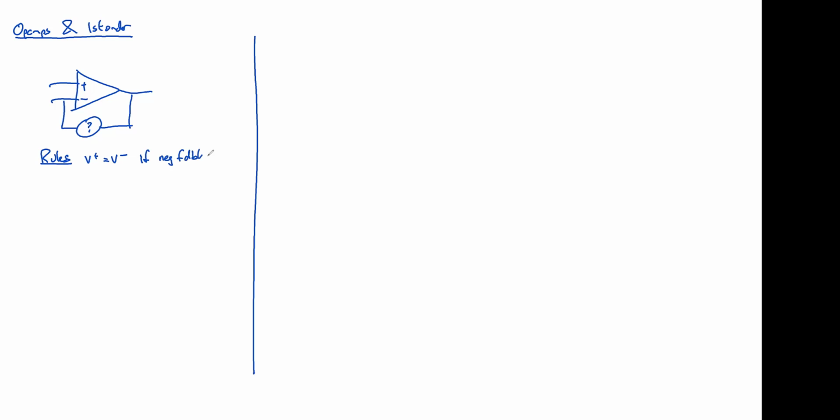And if V plus wasn't equal to V minus, the output would swing wildly to enforce V plus equals V minus. And that feedback can be anything. It can be a voltage source or a current source or a resistor or a capacitor or a cow. Whatever it is will ensure that what the output does will feed back somehow through this to the input. What's the other rule?